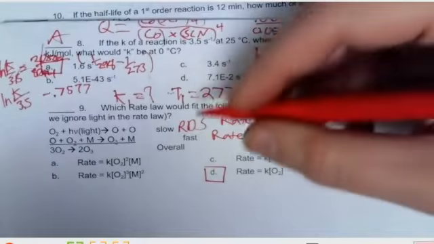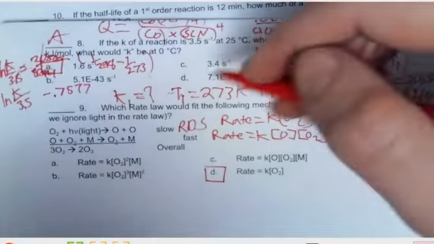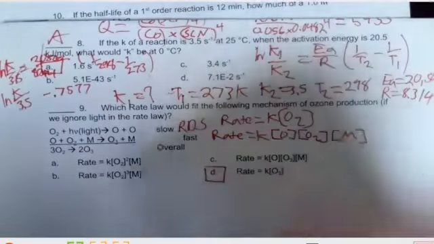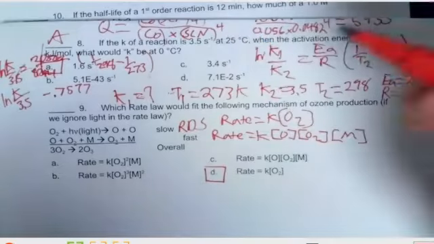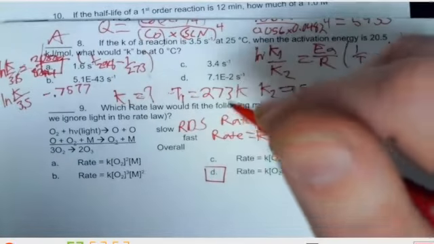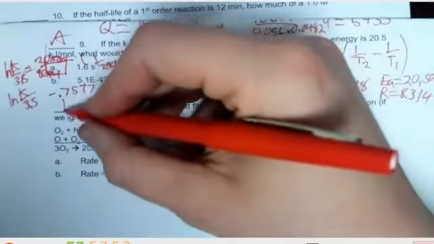So if the second step is slow, the equation should probably include all reactants and be incredibly complicated. If the first step is slow, the rate law should be relatively simple and only include what's in the first step. So based on the slow first step, the answer is D.